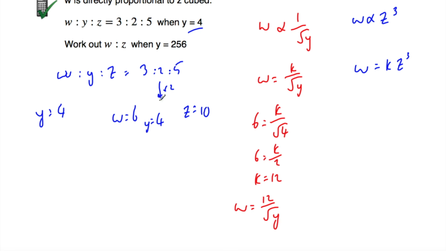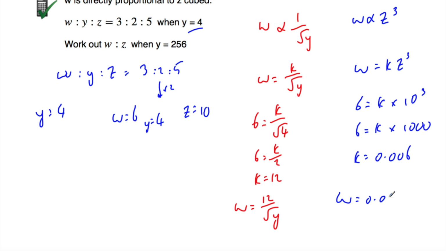So we know that whenever y is equal to 4, w is equal to 6, and z is equal to 10. So let's go over here. We've got w, that's equal to 6, is equal to k times the cube of 10, so 10 cubed. And 10 cubed is 1,000, so you get 6 is equal to k times 1,000. And then if you divide both sides by 1,000, you're going to get that k is equal to 0.006. So that's great, and we can substitute that back in, so we get that w is equal to 0.006 times z cubed. So we've now got our two formulae.